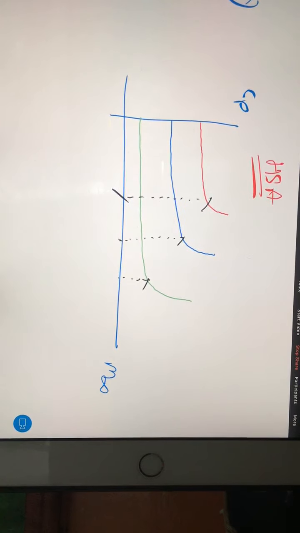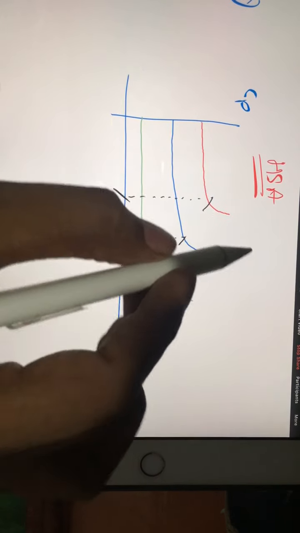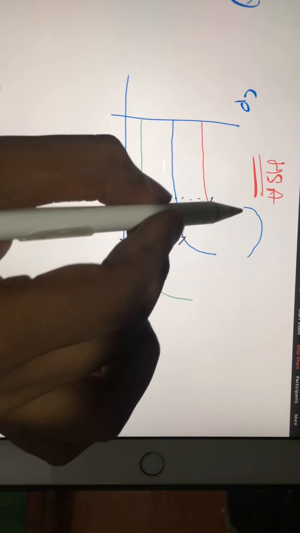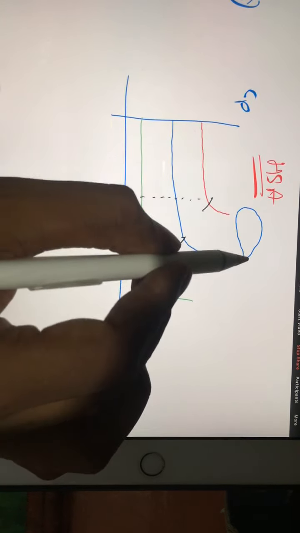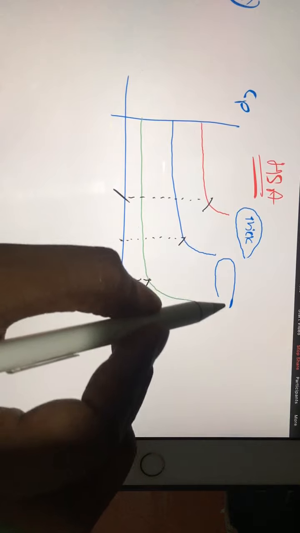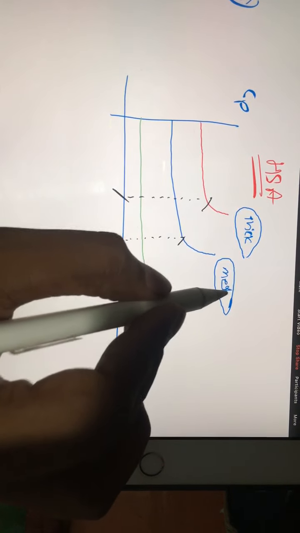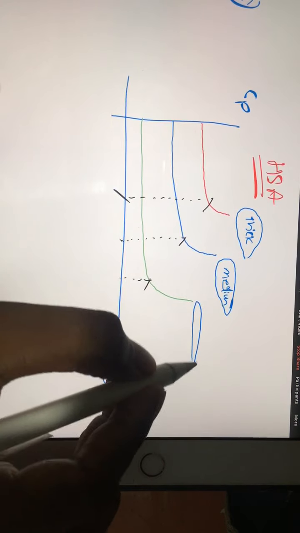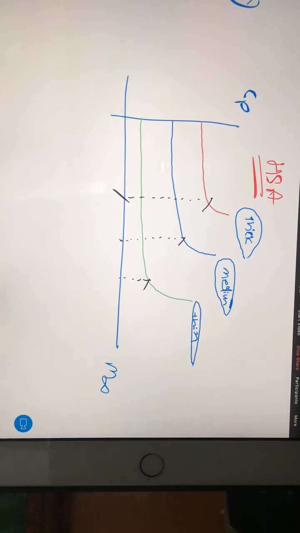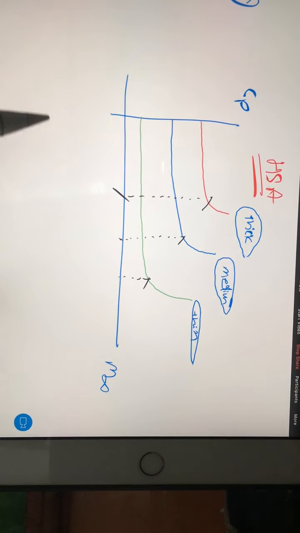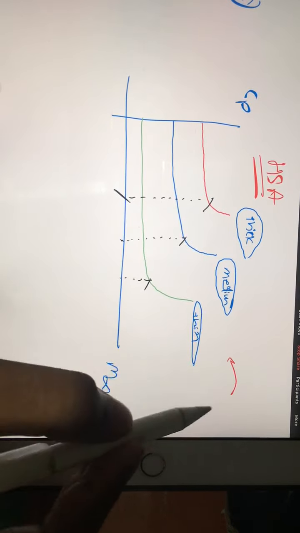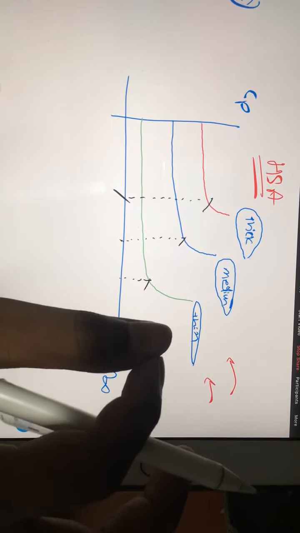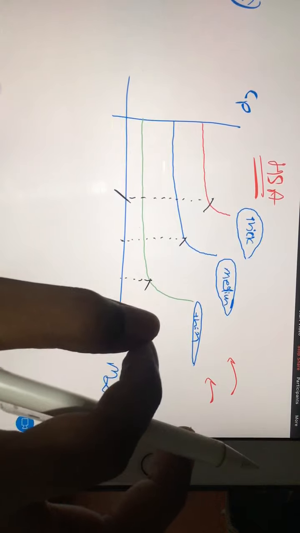Understand physically. The first red color graph represents the thick airfoil. You write thick. And then you have some kind of medium airfoil. You write here medium. And for the green line you write thin airfoil. Okay, now to understand this idea you should understand a new quantity.